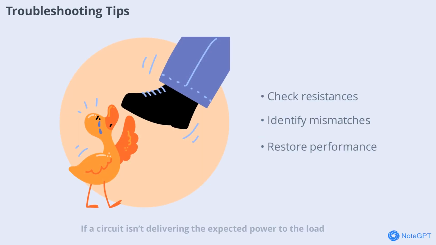If a circuit isn't delivering the expected power to the load, engineers can use the maximum power transfer theorem as a diagnostic tool. By checking the source and load resistances, they can identify mismatches or faults that may be causing power loss. Adjusting component values or replacing faulty parts can restore optimal performance.